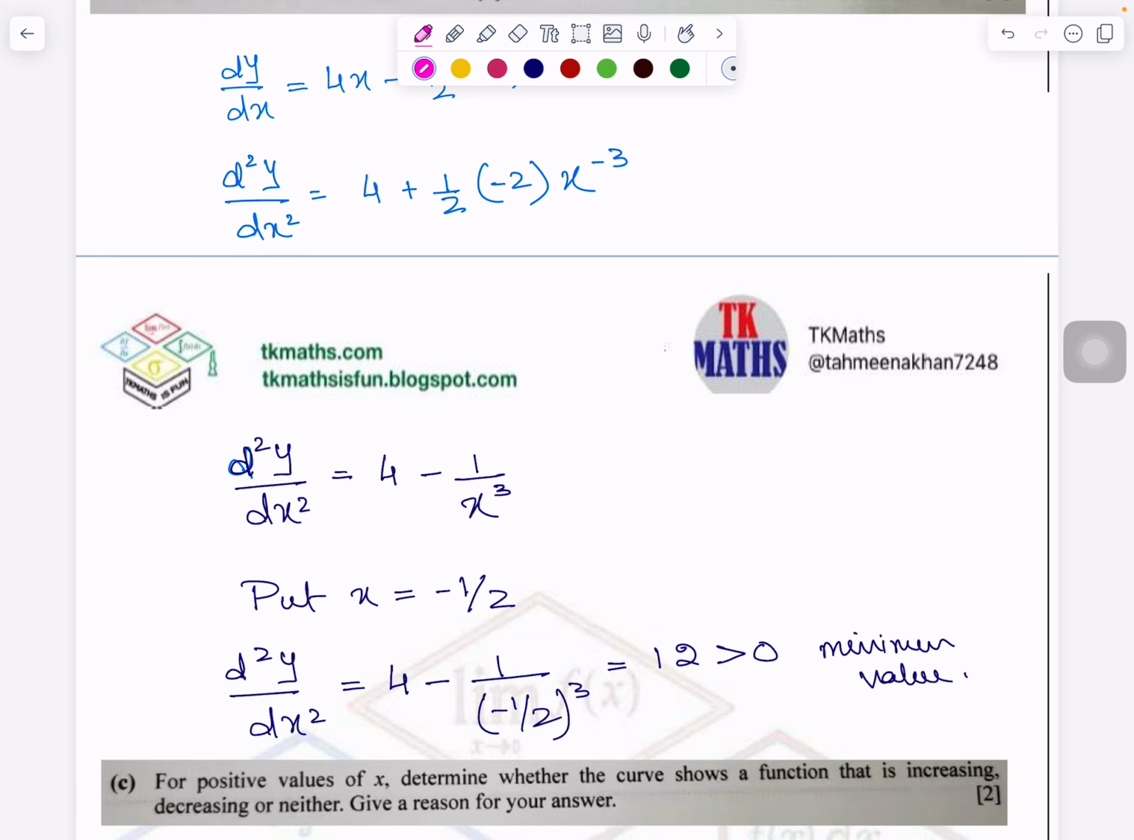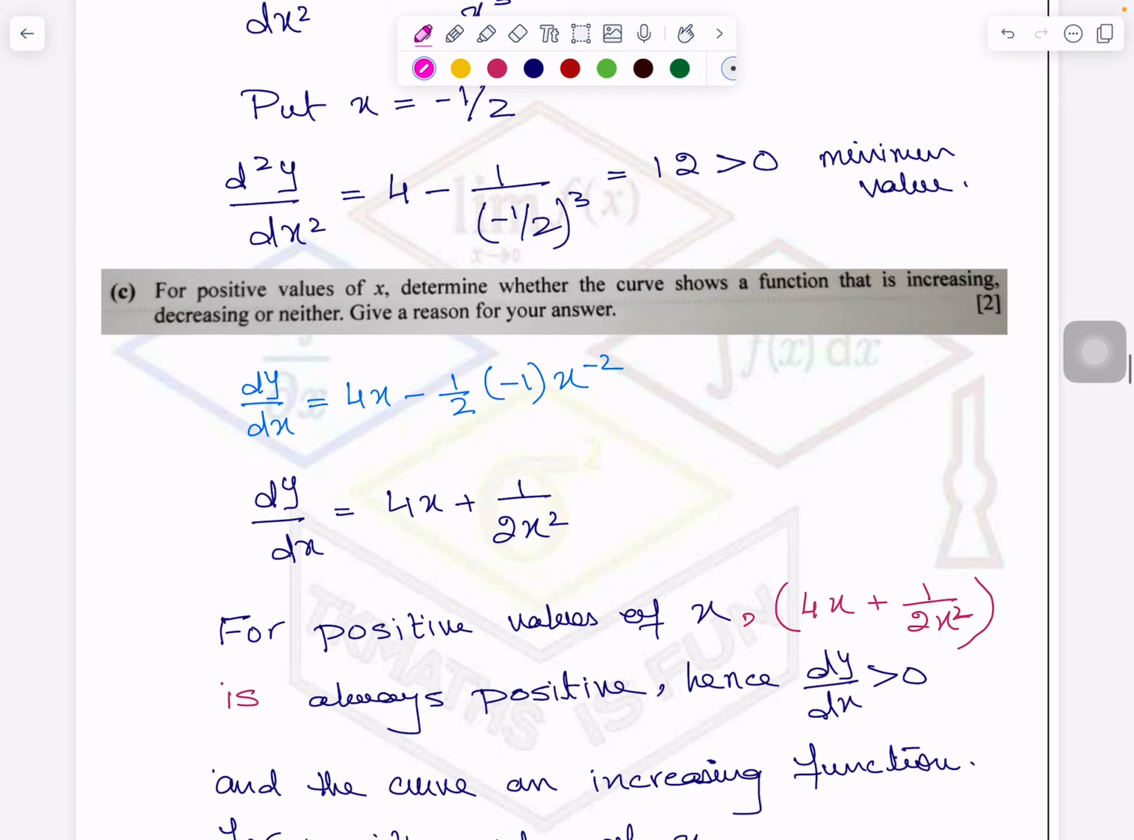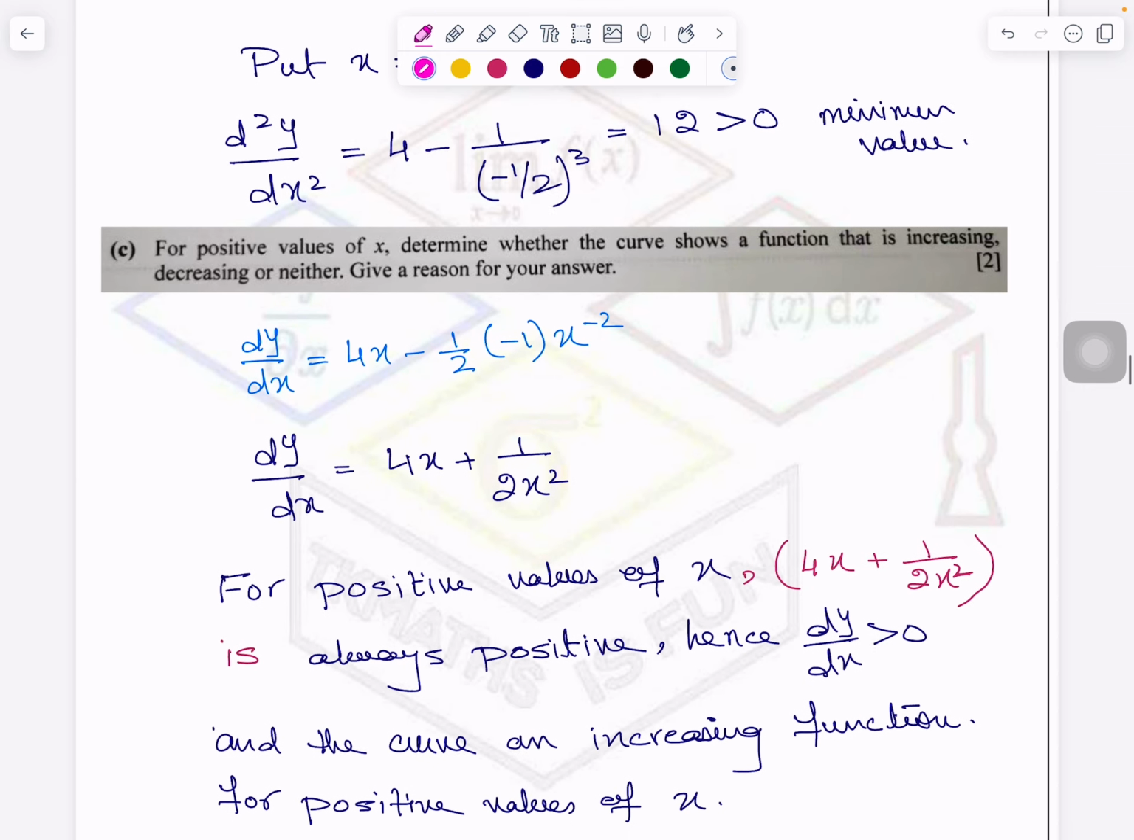And if my double derivative is positive, it means it is a minimum value curve, right? The minimum value is there. Okay. For positive values of x, determine whether the curve shows a function that is increasing, decreasing, or neither.